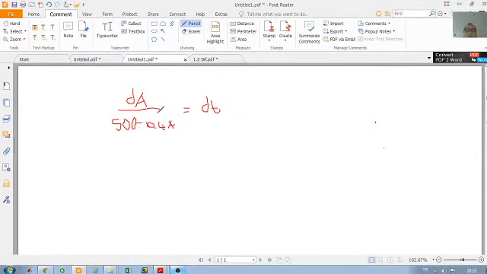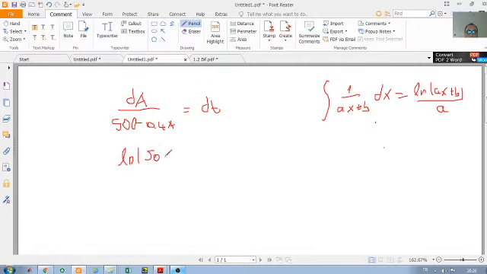From here, according to the integral formula for this case, if you remember, the general statement is that the integral of 1 over ax plus b dx is equal to ln of ax plus b, over a. So using this integral formula, we obtain ln of 500 minus 0.4a is equal to the integral of the right side. Actually, we consider this as 1 times dt. So the integral of the number 1 is t plus c, which is the integral constant, since we have an indefinite integral.